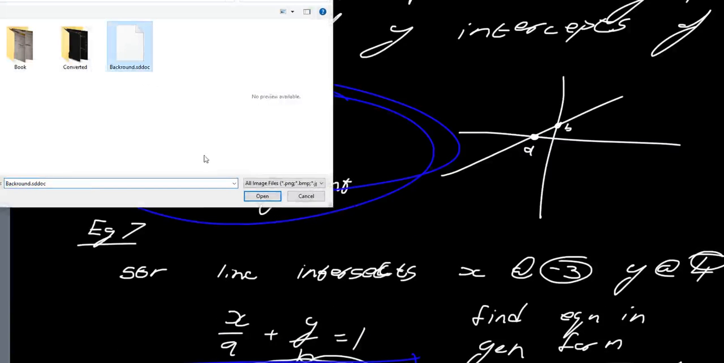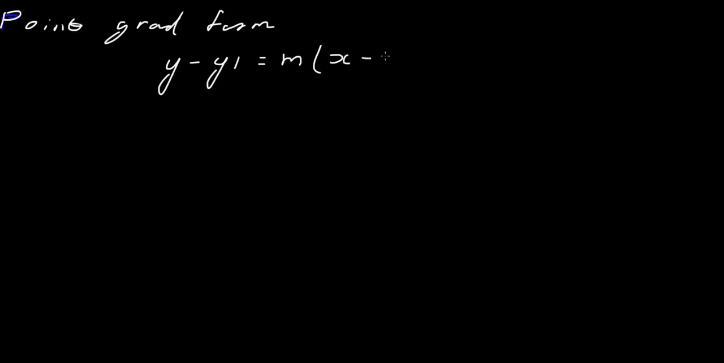Okay, let's get a blank page here and we can talk about the next piece. The next one is your point gradient form. And this form is y minus y1 equals m into x minus x1.